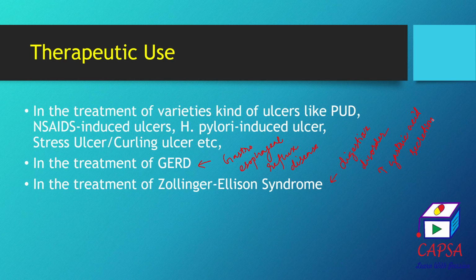And in GERD, what happens? Stomach contents move up into the esophageal part. In the stomach, this part is the esophageal part. If the stomach content goes in the upward direction, then this disease is known as GERD.